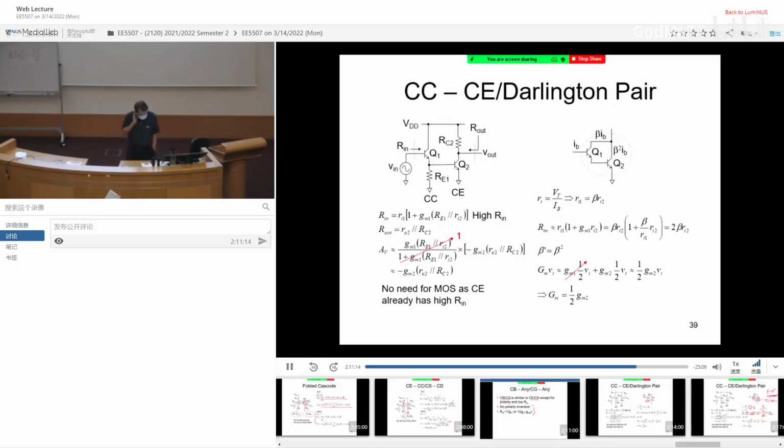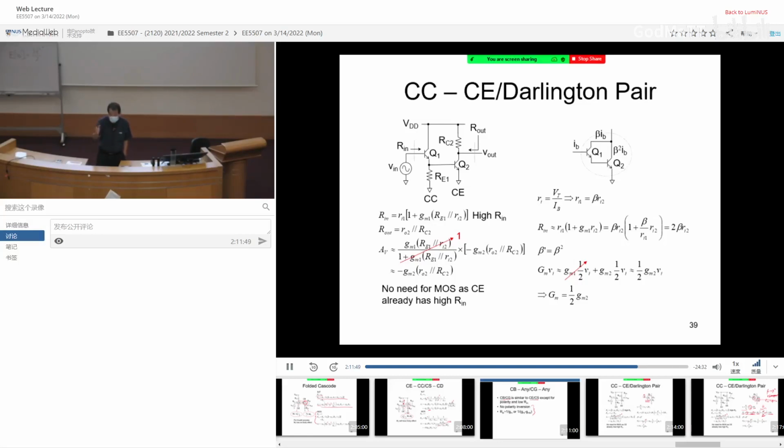Okay. Let's look at this guy. First stage, common collector. Second stage, common emitter. Now, this is needed in BJT, but you don't need this kind of thing in MOSFET. Okay, why? Because think about this. The reason why you need common collector as the first stage is because you want high input resistance. You get the point? That is the beauty of common collector. It gives you high input resistance.